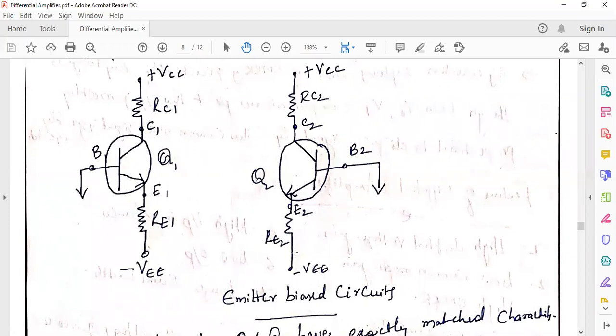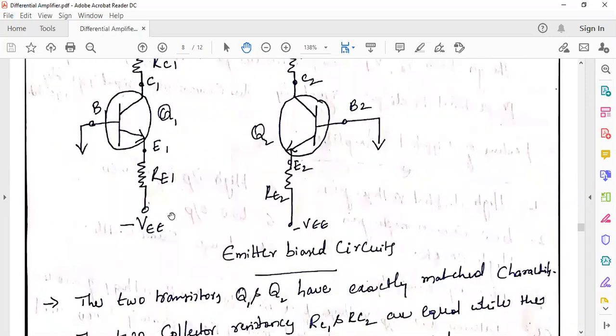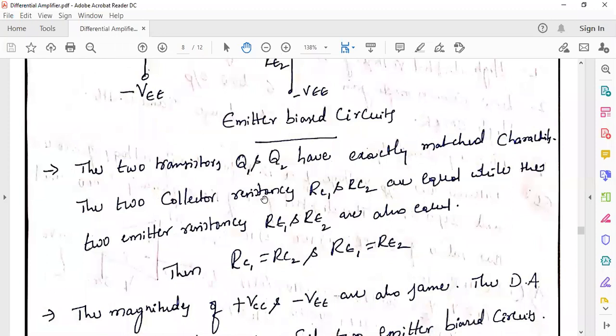So remember, the transistors Q1 and Q2 have matched characteristics, the collector resistances are same, the emitter resistances are same, right? By taking those considerations, we'll design a transistorized differential amplifier using emitter bias circuits. The two transistors have exactly matched characteristics, the two collector resistances are equal, and the two emitter resistances are equal. Then RC1 equals RC2, RE1 equals RE2.